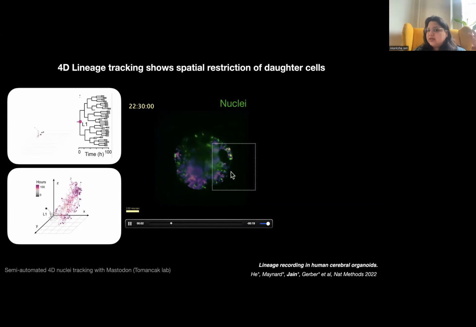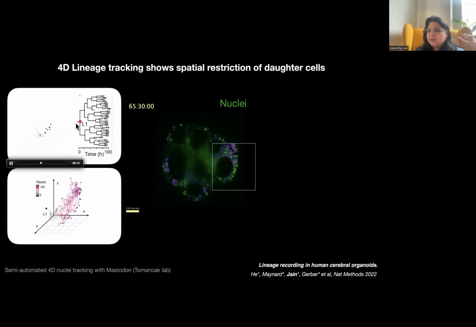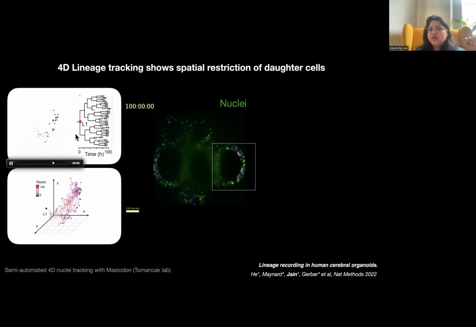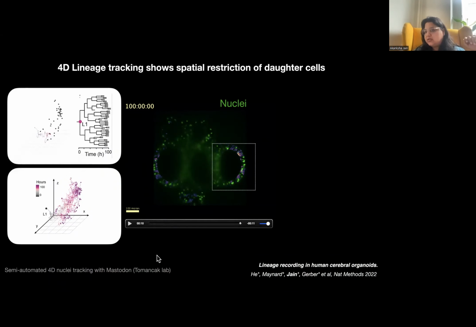And then we took a single lumen and we started tracking all the lineages from a single mother cell over 100 hours of organoid development. So first 4 to 5 days after the neural induction. And very interestingly, we found that all these lineages actually do stay in the same lumen.